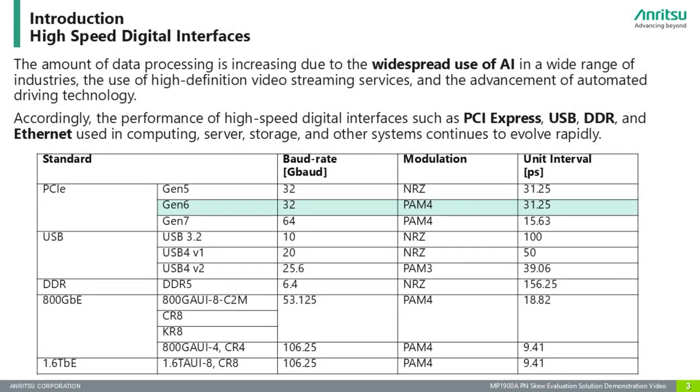The amount of data processing is increasing due to the widespread use of AI in a wide range of industries. As a result, the performance of high-speed digital interfaces such as PCI Express, USB, DDR, and Ethernet also continues to evolve rapidly. For the examples in this video, let's use the PCI Express Gen 6 standard, which has a 32 gigabaud PAM4 signal, translating to a unit interval of 31.25 picoseconds.